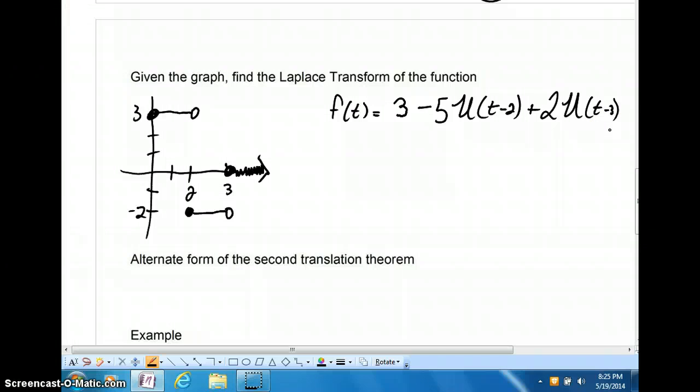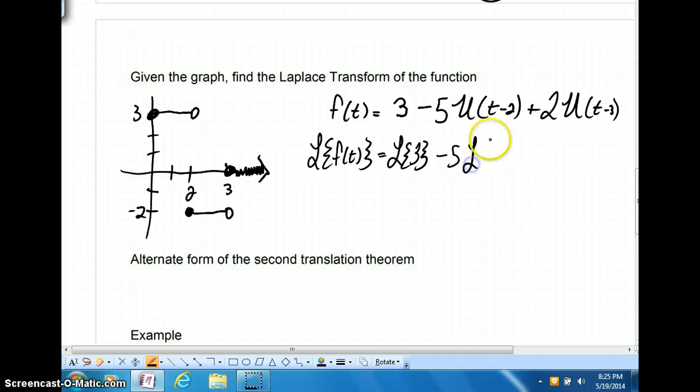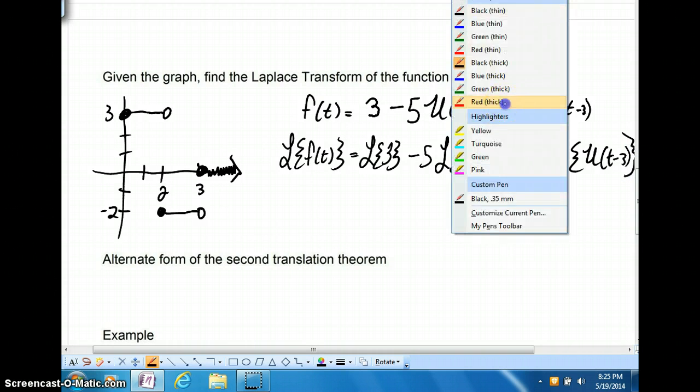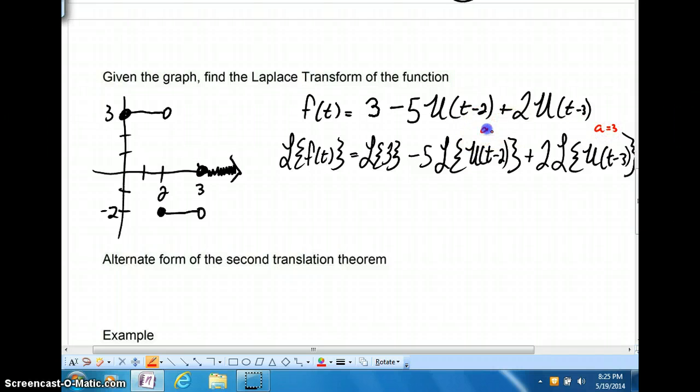So real quickly, let's see if we could apply a Laplace transform to this function at hand. So we could apply that to f of t. We could apply it to our constant of 3. Tell you what, how about we just pull that minus 5 out and just apply that Laplace transform to this unit step function here, where a would equal 2, by the way. And then we'd say plus a constant of 2, apply a Laplace transform to u of t minus 3. And by the way, just helping us out a little bit, we could say that a would equal 3 here, a would equal 2. Remember, it's always t minus a.